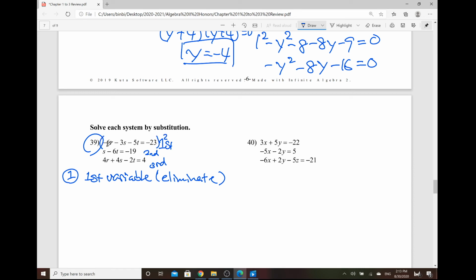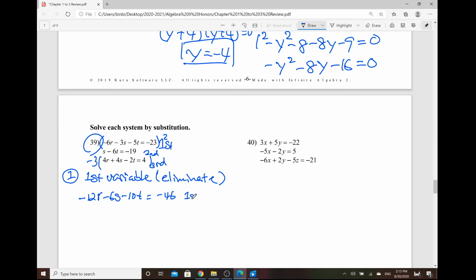So 2 times negative 6r, then that'll be negative 12r. Negative 3s times 2, then that'll be negative 6s. Negative 5t times 2, then that'll be negative 10t. Negative 23 times 2, then that'll be negative 46. And now I want to line up with the third equation. So the third equation, I want to end up with the same coefficient here. So for this one, I want to multiply by negative 3.